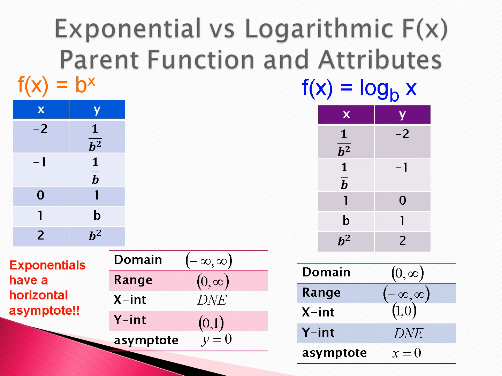So exponentials have a horizontal asymptote. Exponentials have that y equals 0. However, logarithms have x equals 0. Okay, so just remember, if you can flip all your x's and y's and everything you know, you're going to be fine.